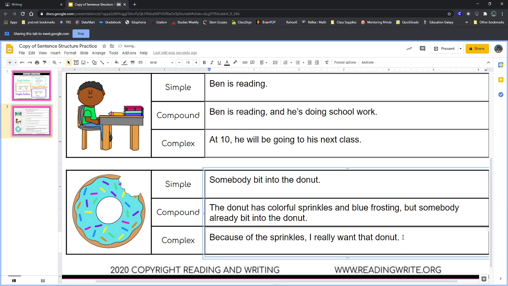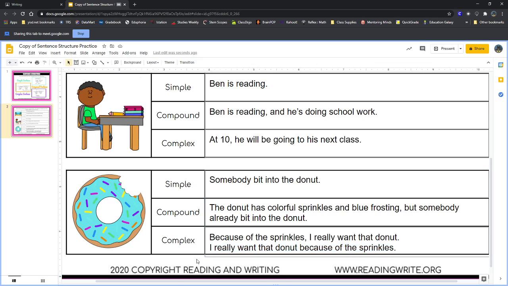If I wanted to, I could also put it the other way. I could say, I really want that donut because of the sprinkles. Even if I put it afterwards, it's still a complex sentence. Because we're giving that extra information. Not just I want the donut, but when I see those sprinkles, that's when you go, oh, that donut looks so good. Whichever way you want to write it, whether you want to write it the top way or you want to write it the bottom way. Either one is okay.